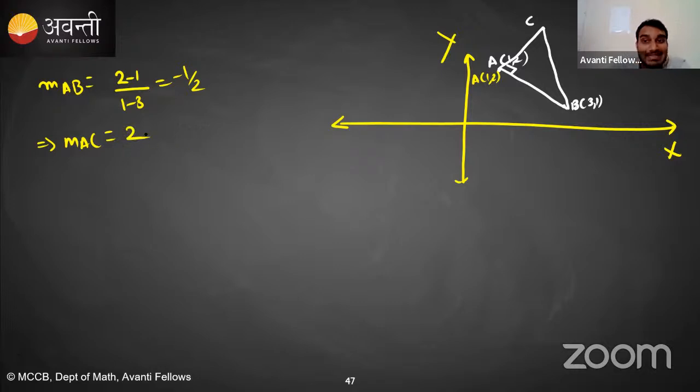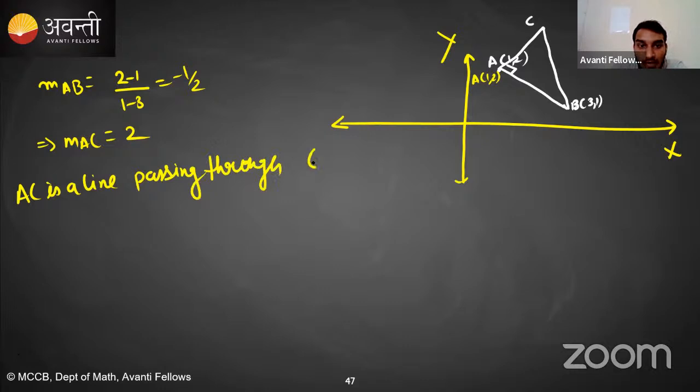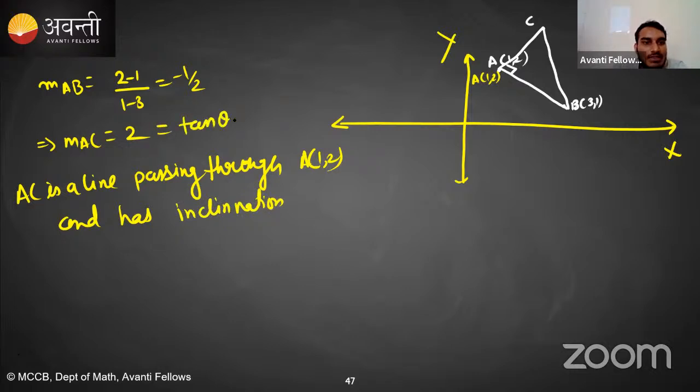Okay, so AC is a line passing through A(1, 2) and has an inclination of, let's say this is the slope, theta. So theta is tan inverse 2. Inclination of theta, right?